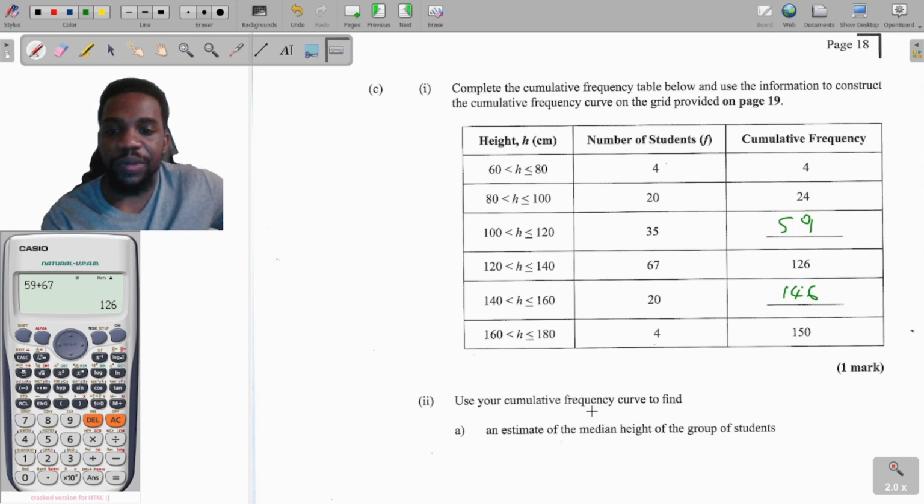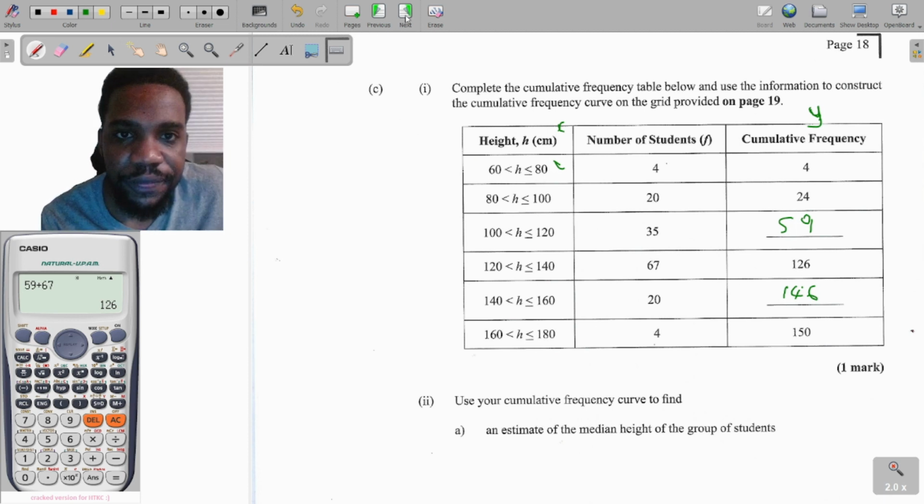It says use your cumulative frequency curve. Of course, I'm going to have to complete the graph of this. So I'm going to go to my next page to see what is on, right? Now, bear in mind that, of course, my cumulative frequency is going to be on the y-axis. We use the upper limit on the x-axis. So the cumulative frequency on the y-axis and the upper limit on the x-axis.